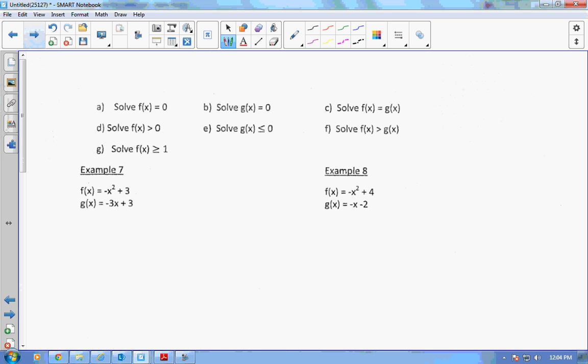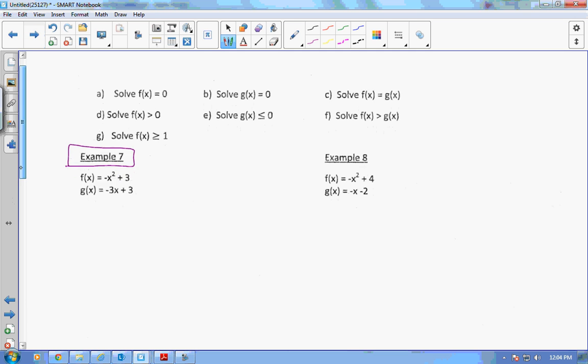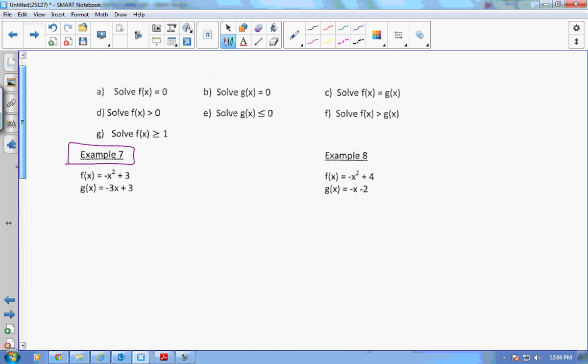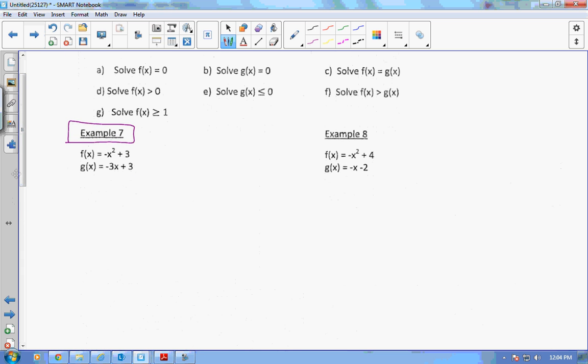Okay, we're going to do example 7. We have two functions. This time they're different, and we have a through g above that we're going to answer. If you have large handwriting, we're going to want to try to write smaller because there's only so much space to answer a through g. All right? So starting with a, we want to solve for when f of x equals 0.